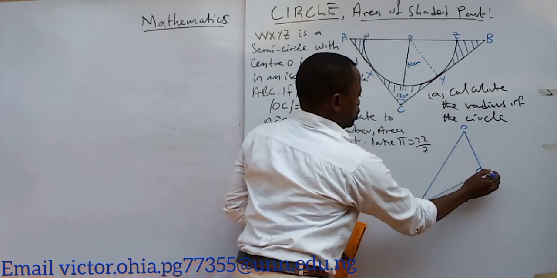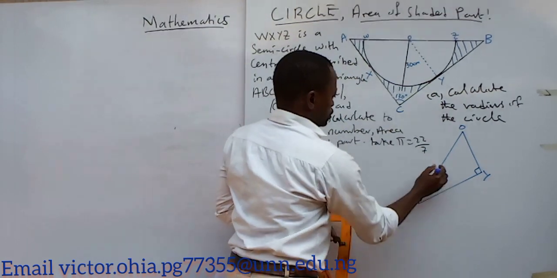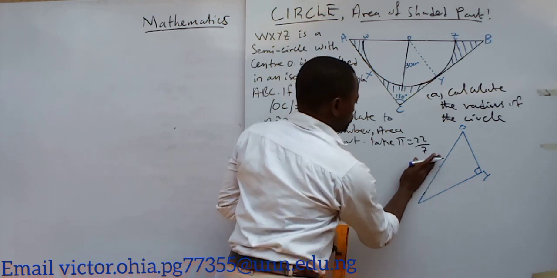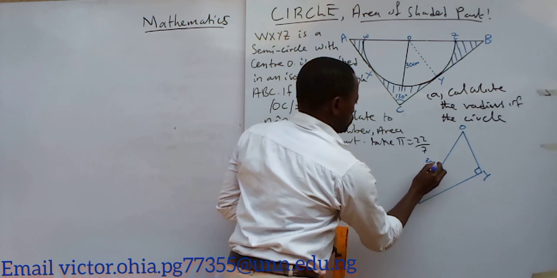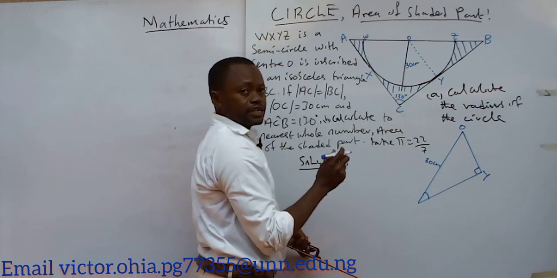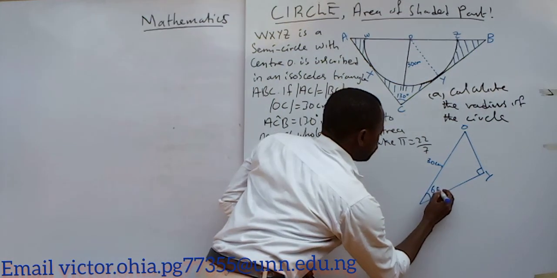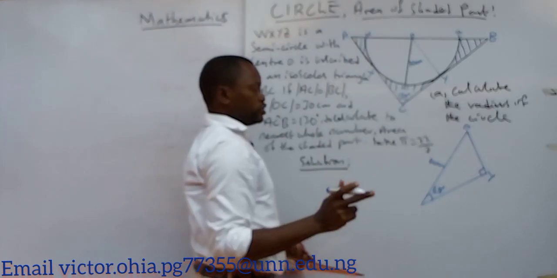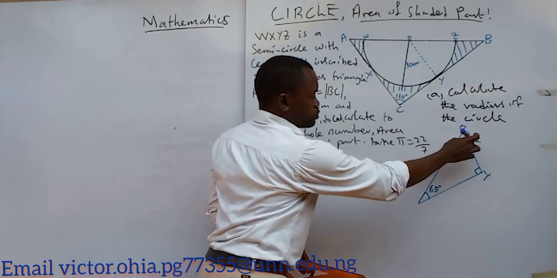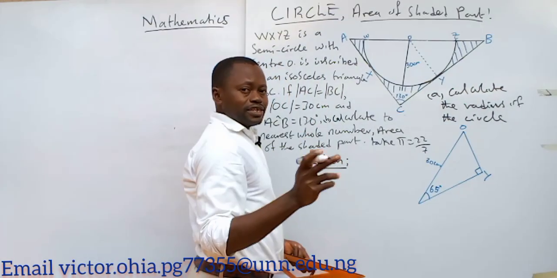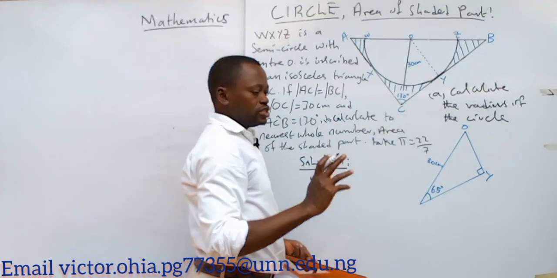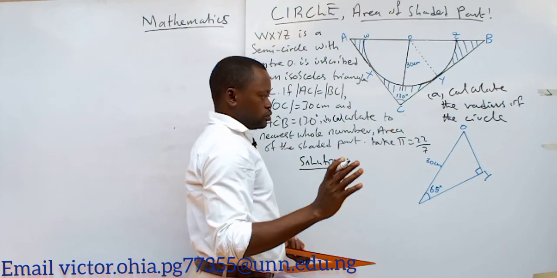This is O, this is Y, this is 30 cm, and this will be half of 130 degrees, which is 65 degrees. By the first explanation I gave, any line drawn from the center of the circle which is perpendicular to a tangent to a circle is at right angle to it. That is why here is 90 degrees. It's a theorem and it has a proof, which we are going to do later.